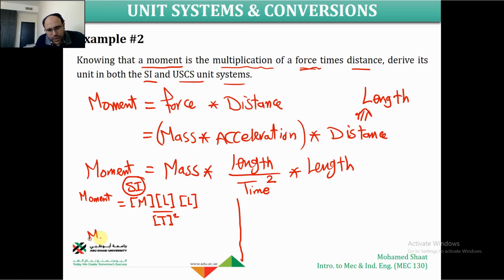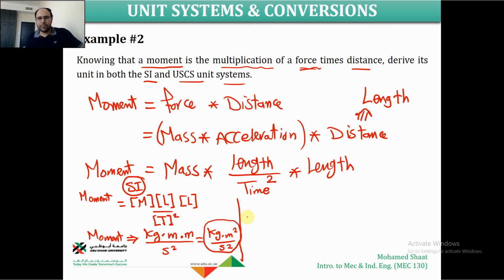So we're going to say the unit of the moment in the SI system. What is the basic unit of the mass? It is in kilograms times the length. What is the basic unit of the length in the international system? It is in meter. Times another length, which is another meter, divided by the time, which is second square in the international system. This is going to give us at the end kilograms times meter square over second square. This is the basic unit for the moment in the international system.